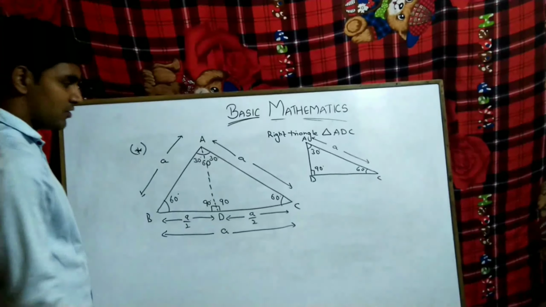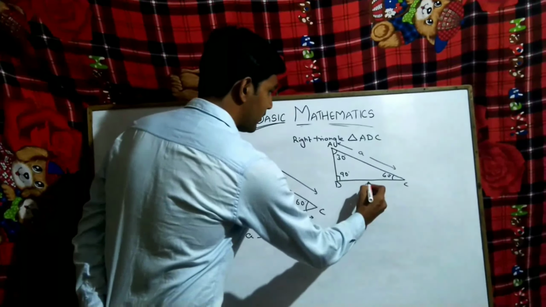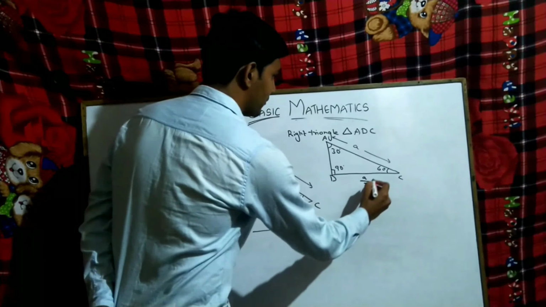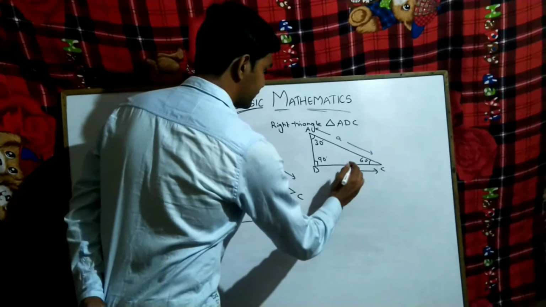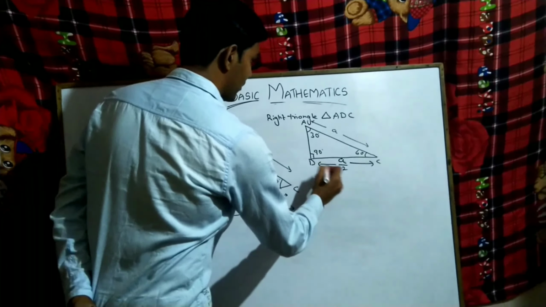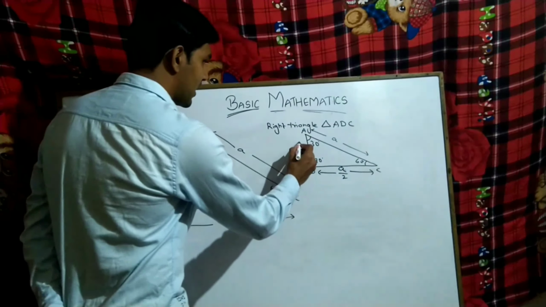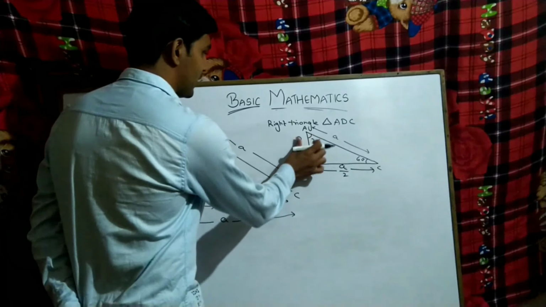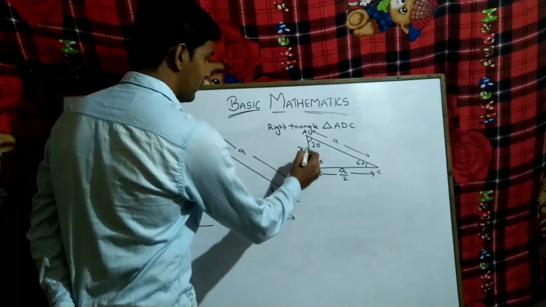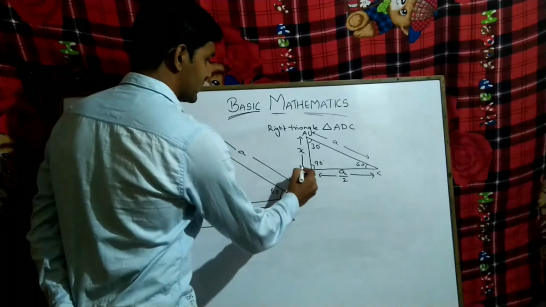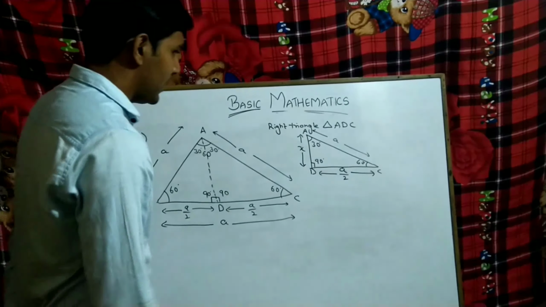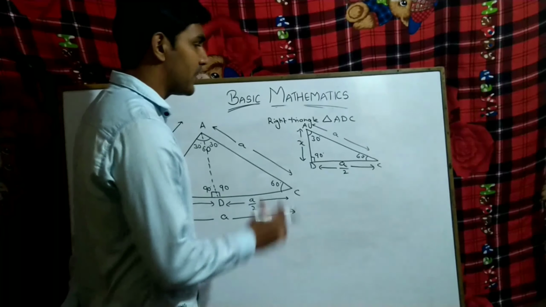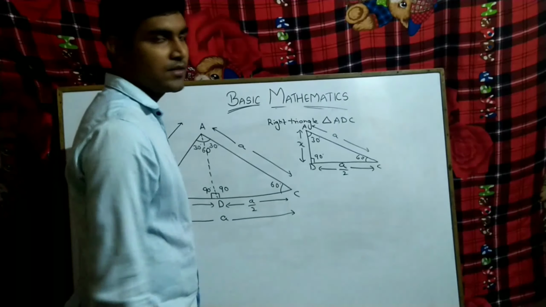So the DC value here is A by 2, but we don't know the value of AD. Let's take it as x. We don't know this; we have to find this one only. So here we use the Pythagoras theorem, because in a right triangle we have to use the Pythagoras theorem.